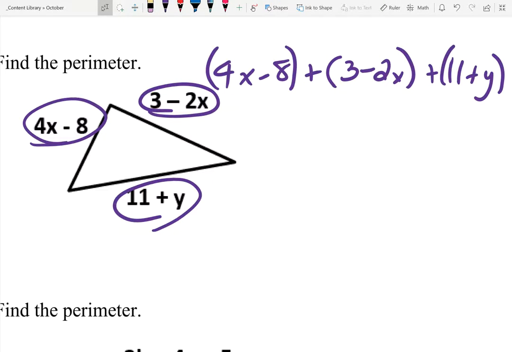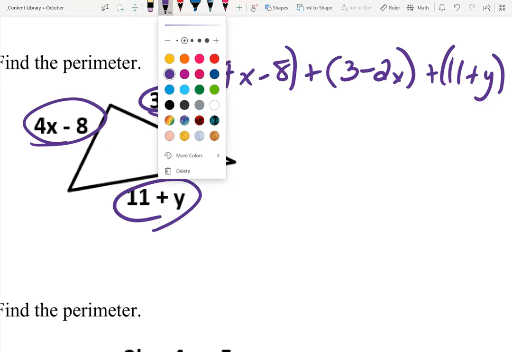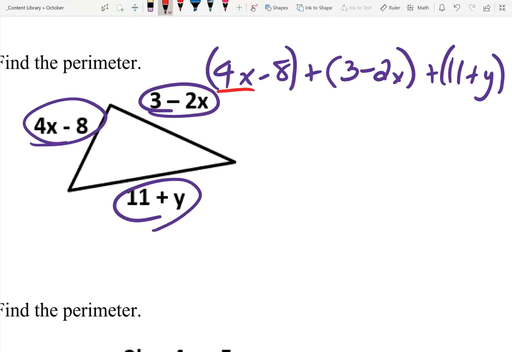Now, our answer is not going to be a number because none of these sides were a number, right? Everything was an expression. Our answer is going to be written as an expression as well. So don't let that bother you. It's just going to be you combining your like terms like last time, right? So let's look at the x terms. We have 4x and 2x minus 2x. 4x minus 2x is 2x. So that takes care of those.